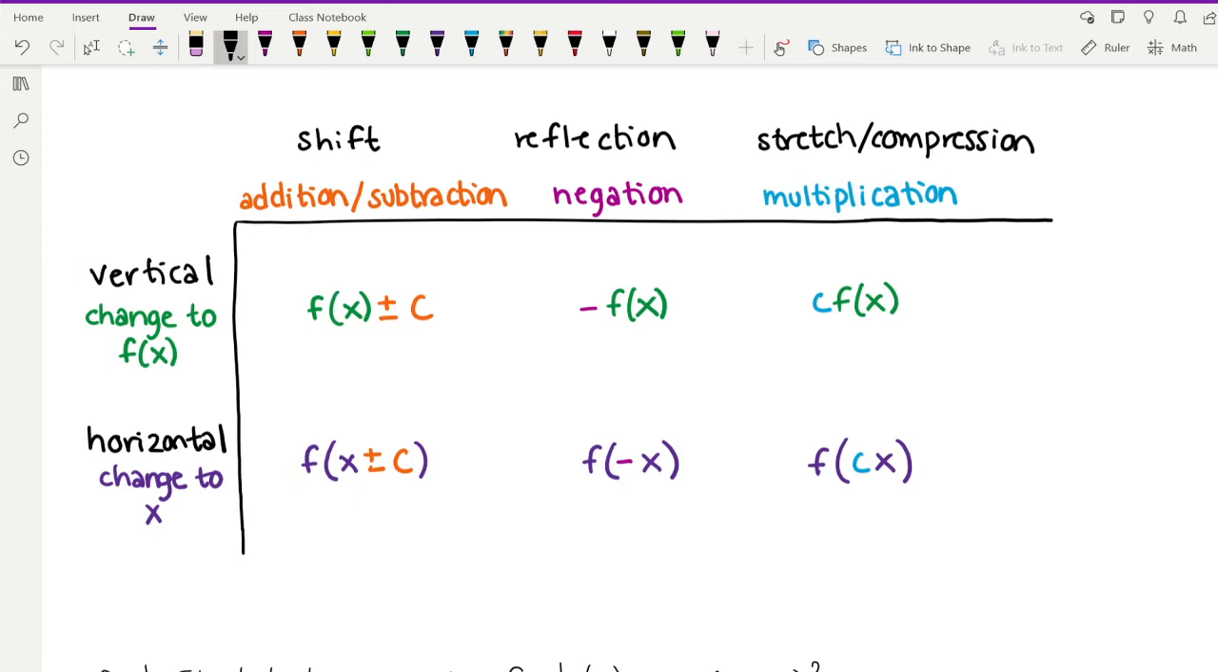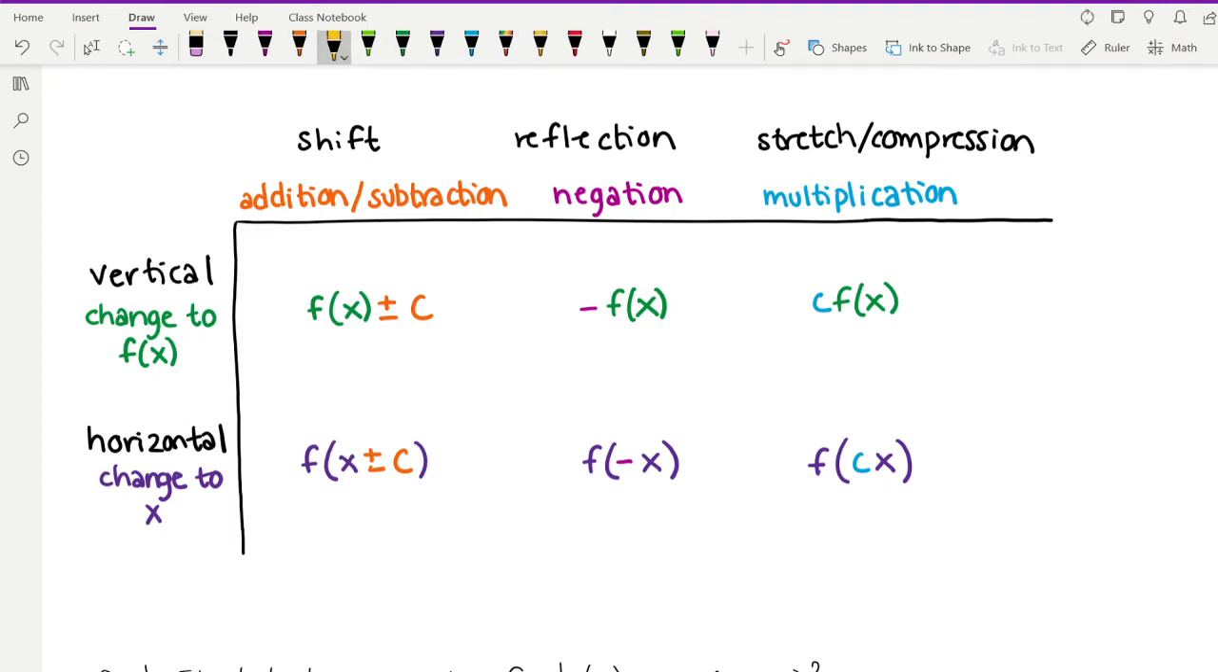And so the way that you can determine whether your change is going to be vertical or horizontal is just by looking at, are you making a change to f of x or to x? So are you changing the function as a whole or your input?